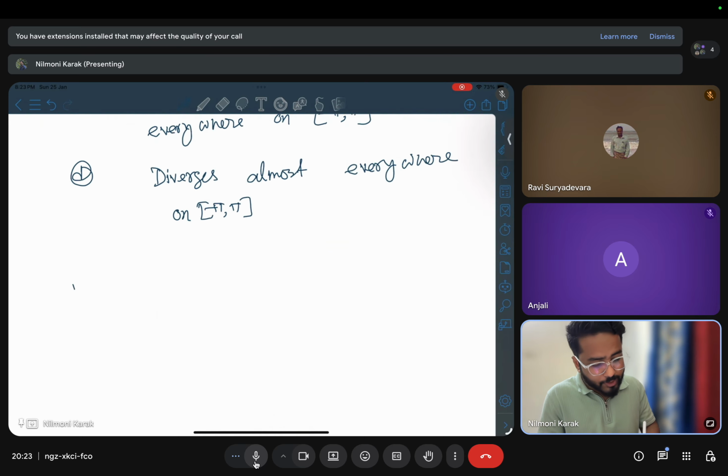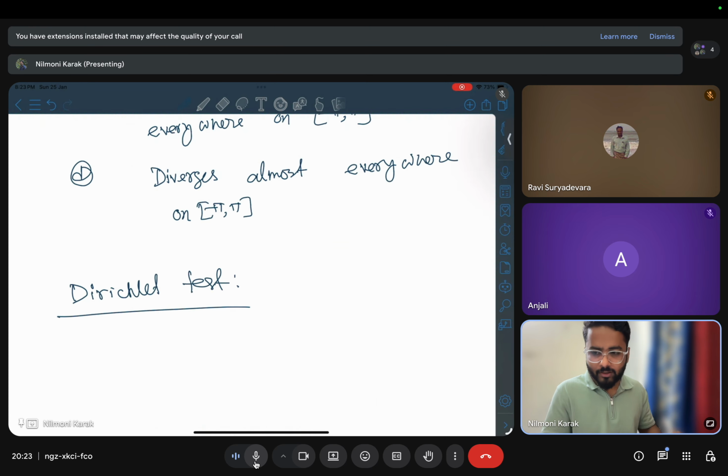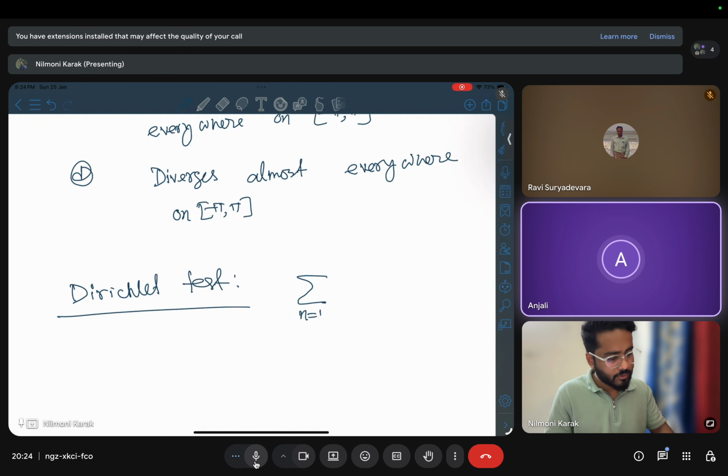So you know Dirichlet test, in series of functions you have studied. Okay, so where are you doing your masters? In Goa University. Okay, Goa University.